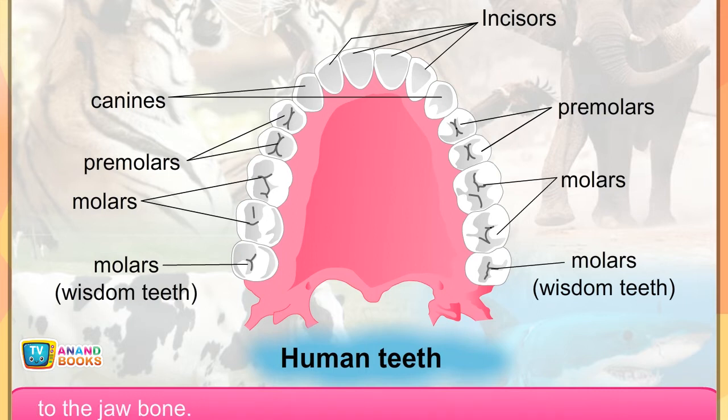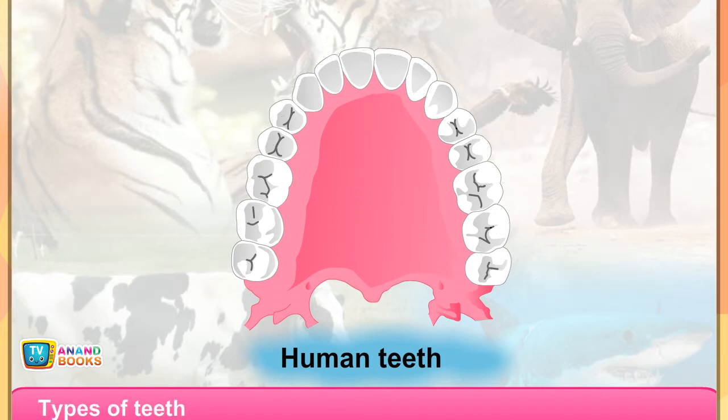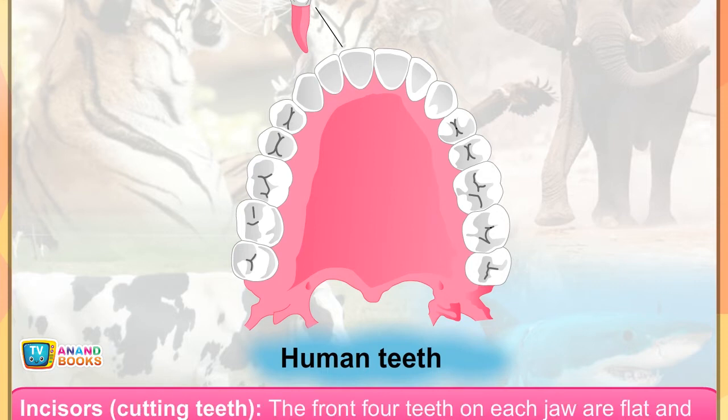Milk teeth. The first set of teeth in a baby are 20 in number. These are replaced by permanent teeth as the child grows. Types of teeth. All our teeth are not of the same kind. We have 4 types of teeth.